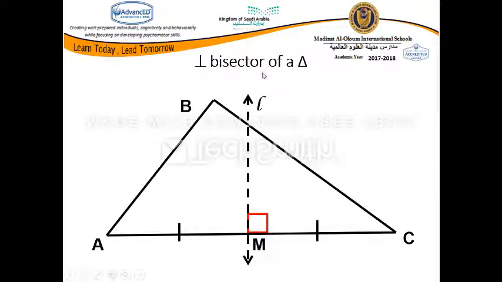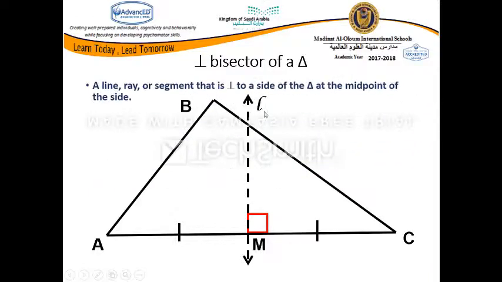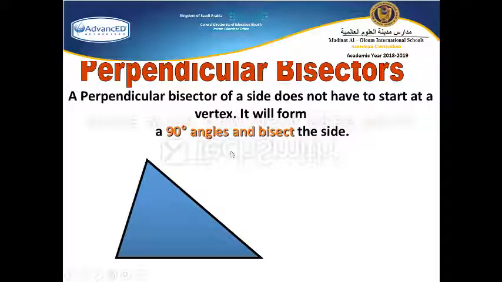Here, the perpendicular bisector of a triangle. If we have a line, ray, or segment that is perpendicular to a side of a triangle at the midpoint of this side, like LM, which is perpendicular and passes through the midpoint, then this line, ray or line segment is called a perpendicular bisector of the triangle.